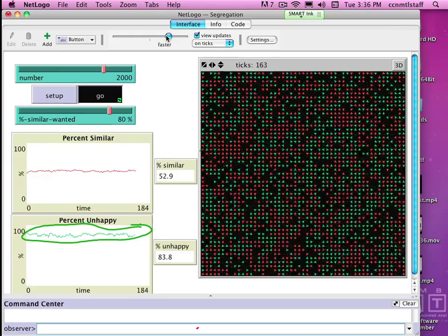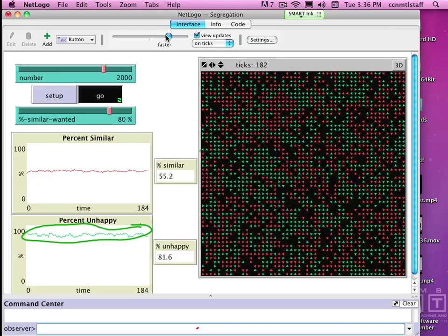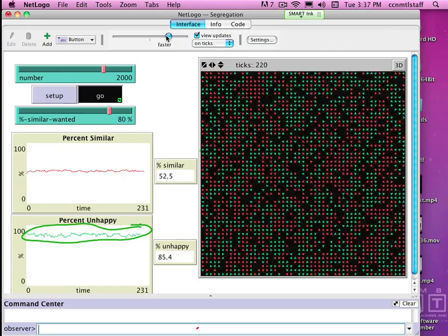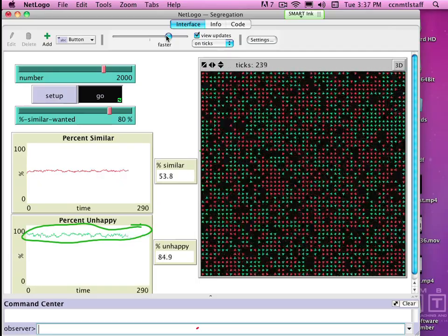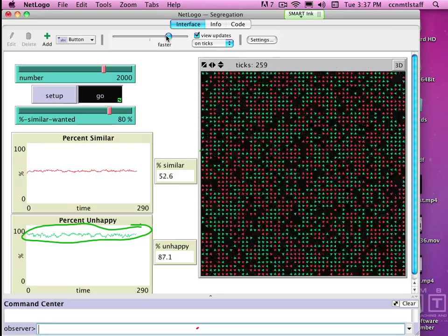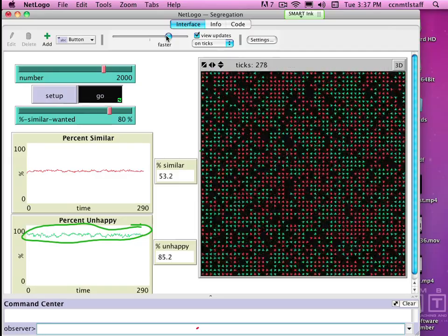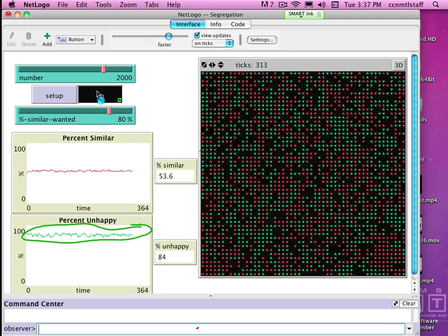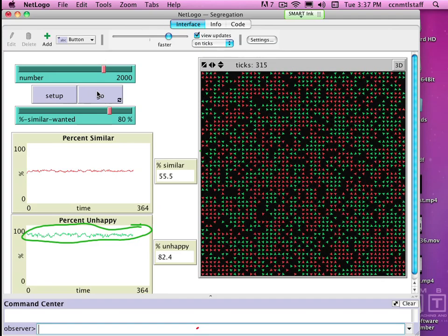I've actually done the experiments, and other people have too. So what you're finding is the criterion is too high. When people want 80% similar, they can never really get it. So in the model, people will just move forever and ever. You can see little clusters once in a while, but they never stabilize. Okay, so that's in a way surprising.